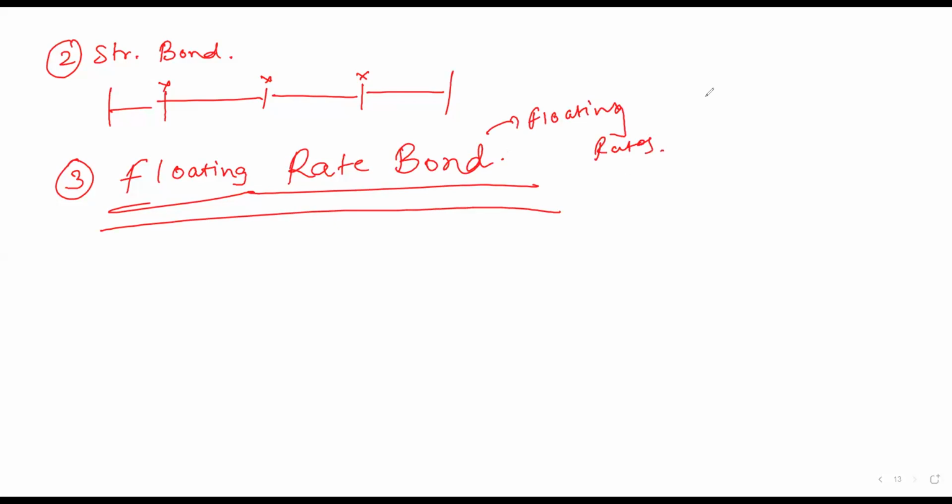Once we understand this, this is not something about straight bond. This is somewhat different from it. Yes, rates are fluctuating. That is correct. Floating rate bonds. And with this, I am also going to cover swaps, as I said, that is interest rate swaps.